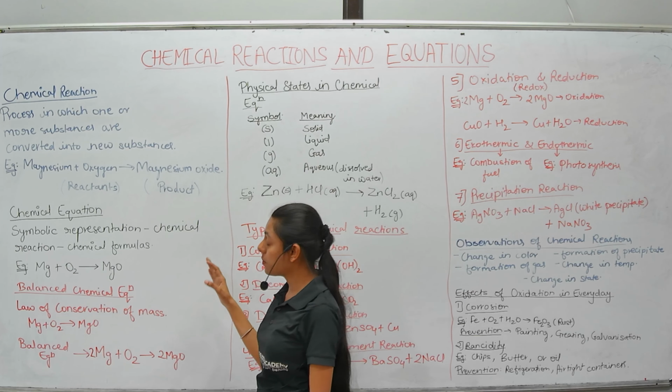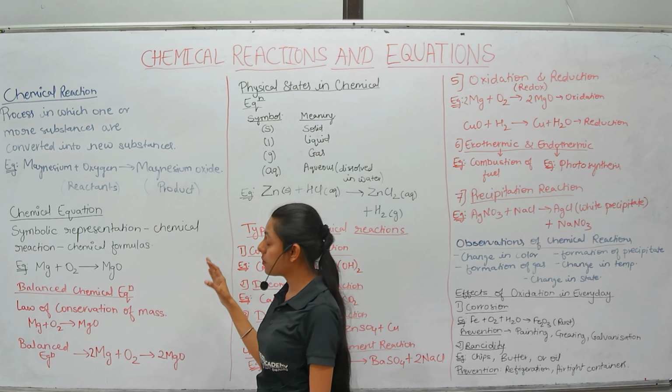Now the next one is oxidation and reduction. In oxidation there is addition of oxygen and removal of hydrogen. An example of an oxidation reaction is magnesium plus oxygen. When there is addition of oxygen to magnesium, it will give magnesium oxide. This is a type of oxidation reaction.